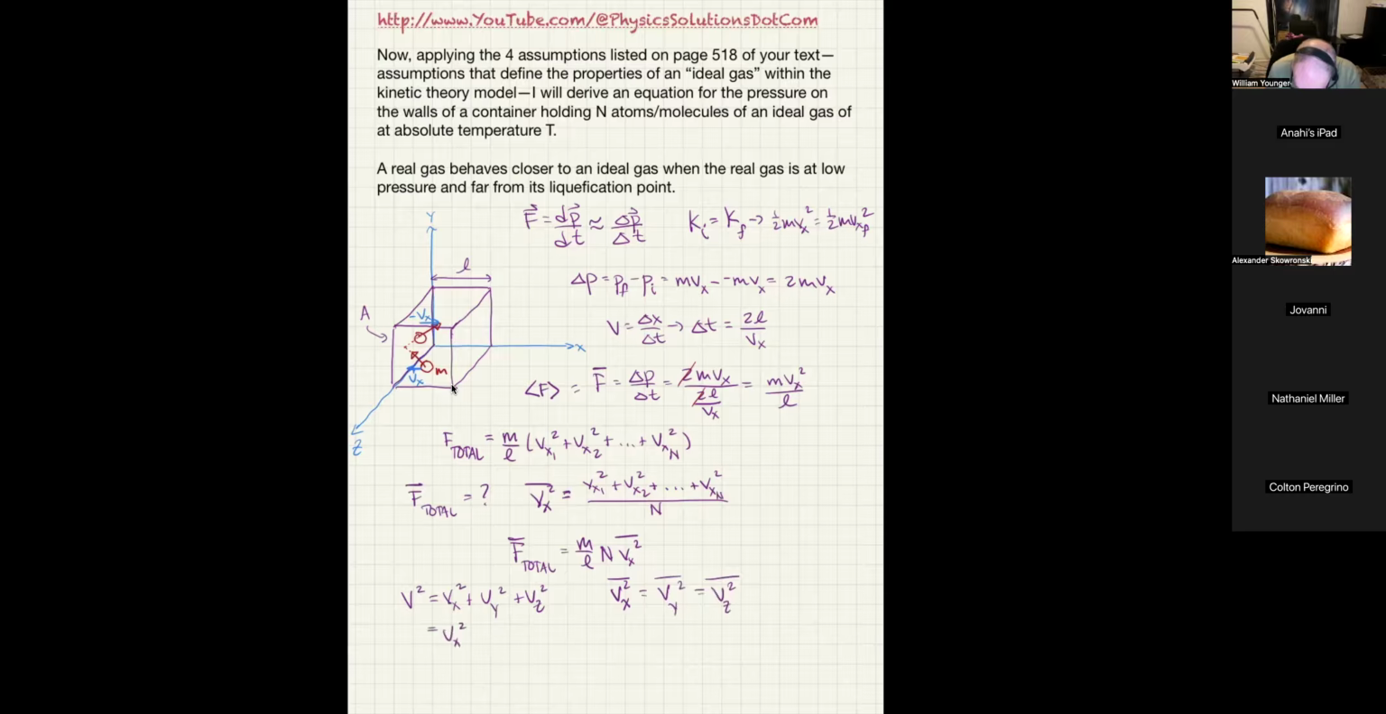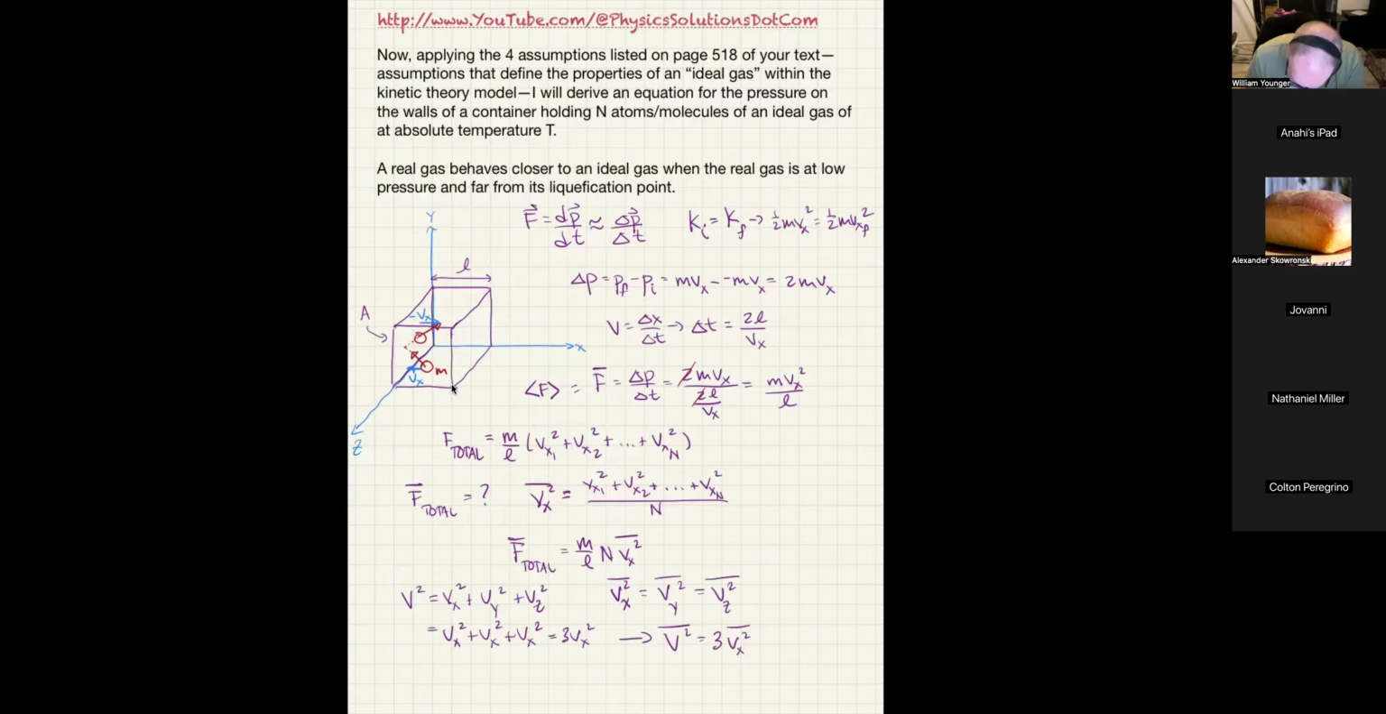So that's going to be vx squared plus vx squared plus vx squared, and therefore we get 3vx squared. And finally, this tells us that v squared bar is actually equal to 3 vx squared bar, like that. So I can also say now that we can replace the vx squared with 1/3 times v squared. So with that in mind, I'm going to plug this result into the f total we had.